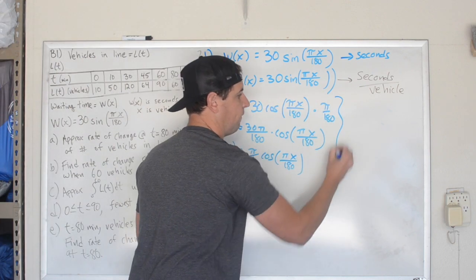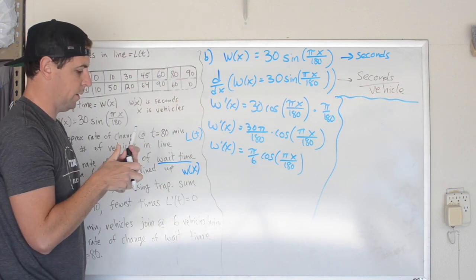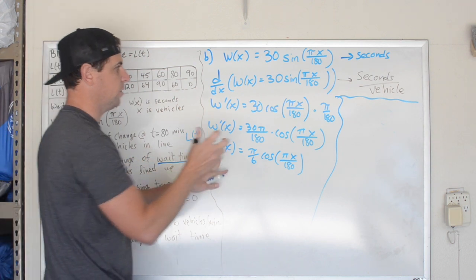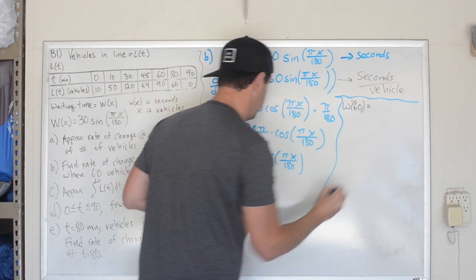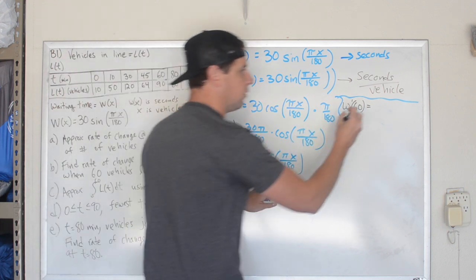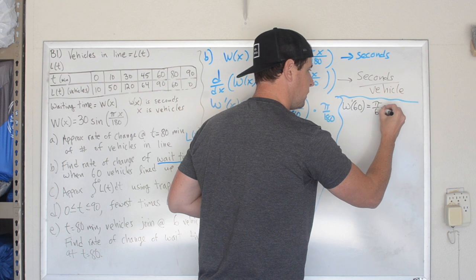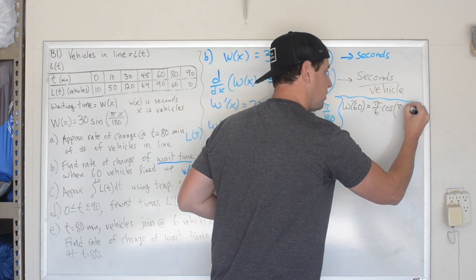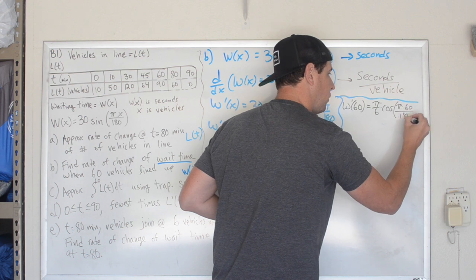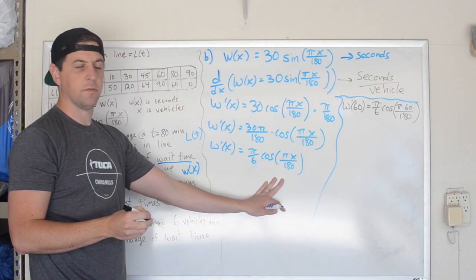Let me see if I can fit it in here. I'll change colors to black. Maybe that'll help it a little bit. So when I do that, I'm doing w prime of 60, which means I'm putting 60 into this equation. So it's pi over 6 times cosine of pi times 60 divided by 180. Okay. So that's putting in 60 into this function.